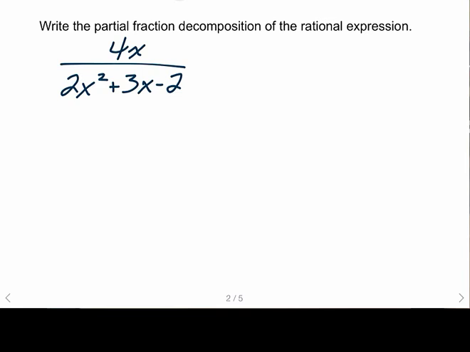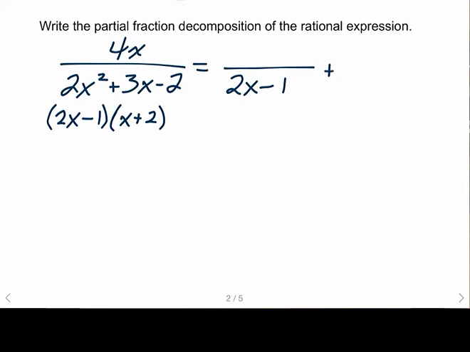And so let's go ahead and factor that denominator. And we see that this denominator factors into 2x minus 1 times x plus 2. These are going to be the denominators of our partial fractions. And so I'm setting up those expressions. So I have a denominator of 2x minus 1 and a denominator of x plus 2, and it's going to be up to us to figure out the numerators. There is a systematic process, so don't worry, we're going to work our way through this one.